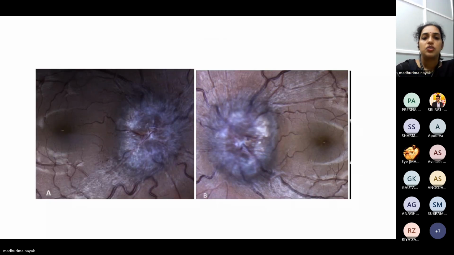Okay. So let's see one example. I want you to actively participate. I want any one of you to describe what you're seeing and tell me how to proceed with this case. What are you seeing here?